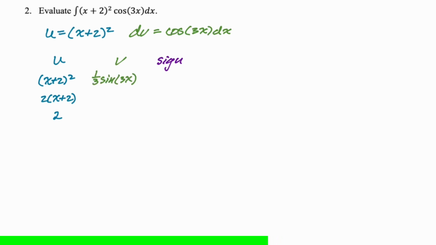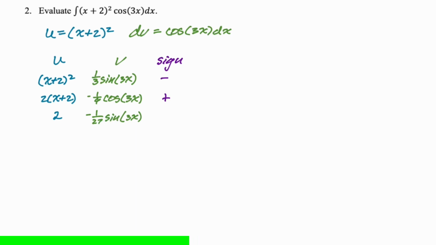And now we're going to keep integrating. So you don't put dv in the table. You put v in the table and then integrate from there. So negative 1/9 cosine of 3x, and then negative 1/27 sine of 3x. And then for the sign column, it's always just minus, plus, minus, plus. It just keeps alternating, starting at minus. We don't need one in that last spot because we're not going to keep going from there.